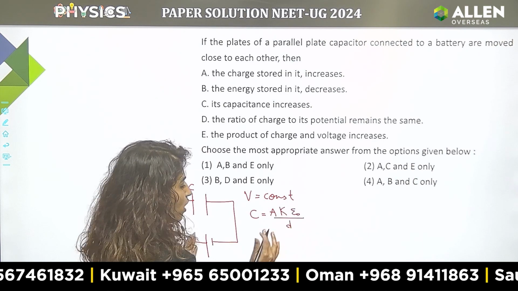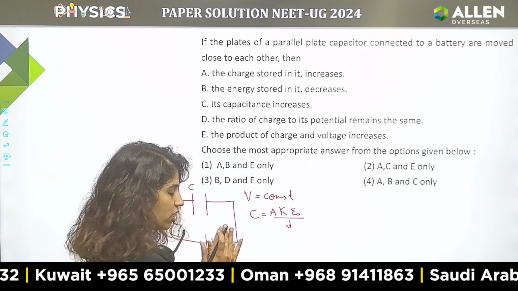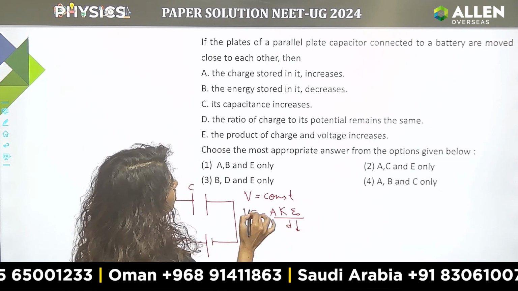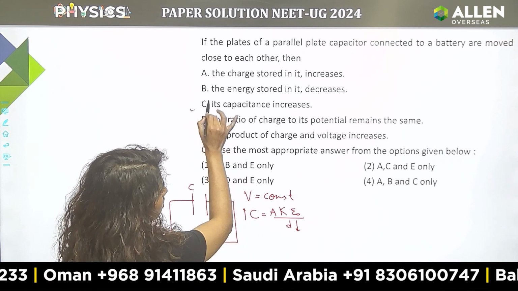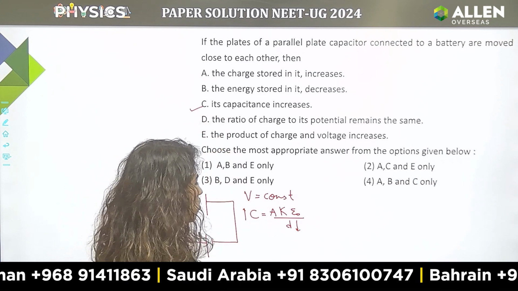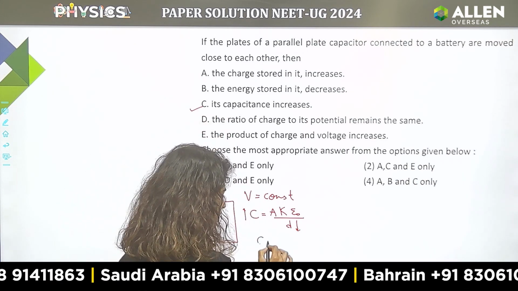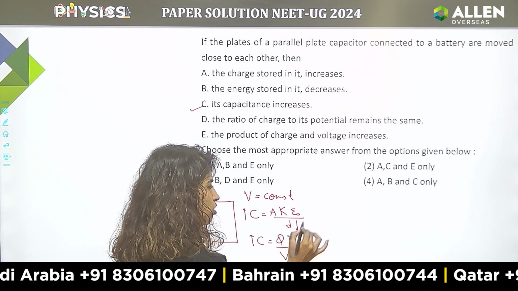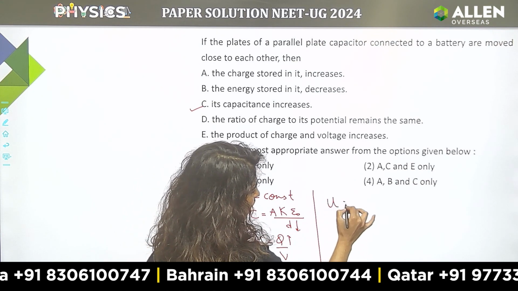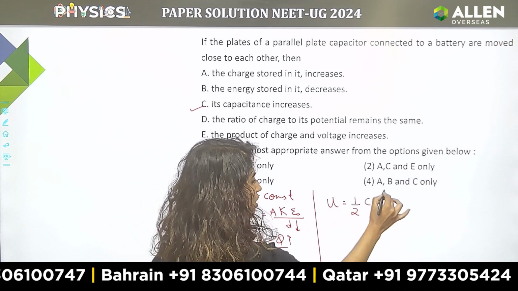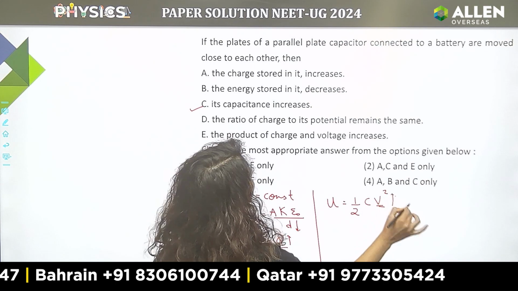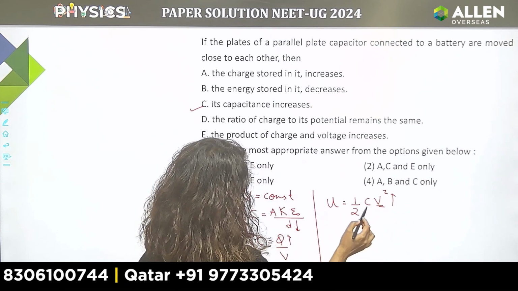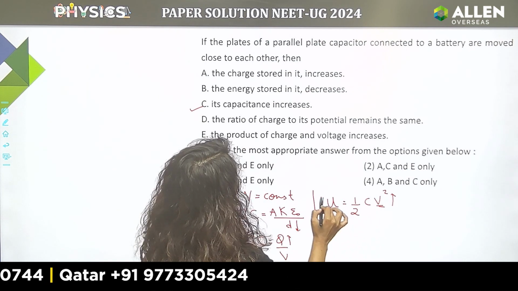So if they are moving close to each other, small d is decreasing. That means capacitance is going to increase. Yes, capacitance is going to increase. What about V? Since V is constant, C is equal to Q by V. V is constant, C is increasing, Q will also increase. Now what about energy? Energy is equal to half C V square, V is constant, C is increasing, so U is also going to increase.